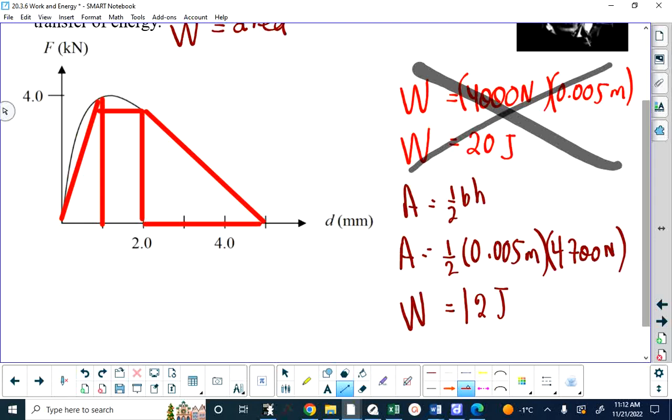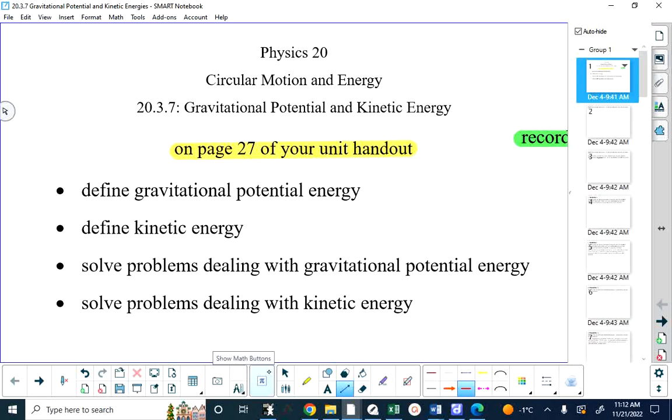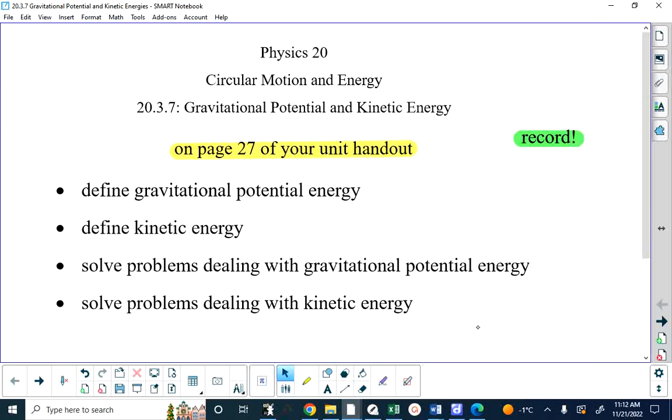Okay. So now we're going to get started on today's lesson, which is on page 27 of your unit handout. We're going to spend some time here going over a review from junior high science as well as Science 10, reviewing gravitational potential energy and also reviewing kinetic energy. And then we're going to be solving some problems dealing with those two.